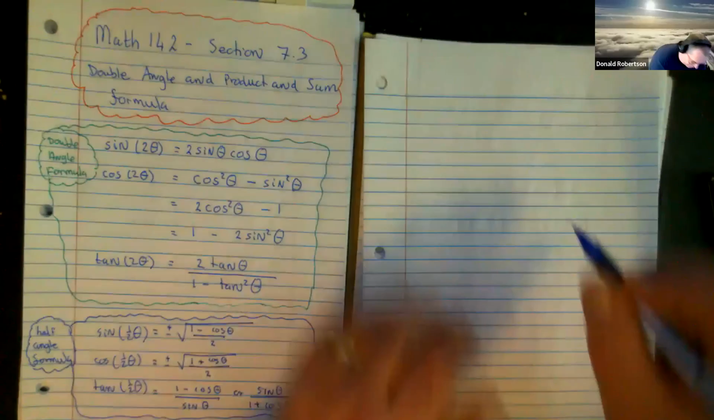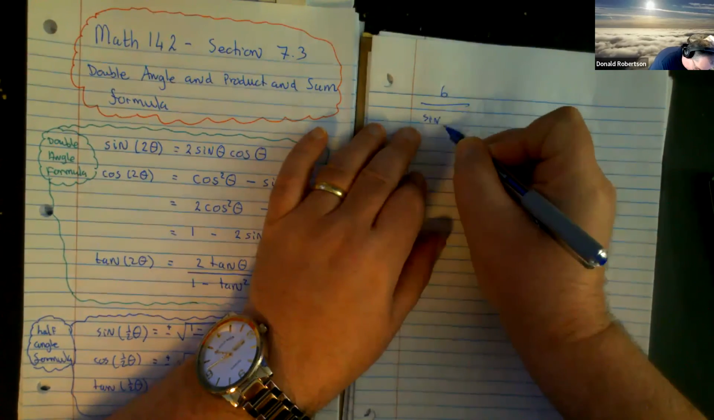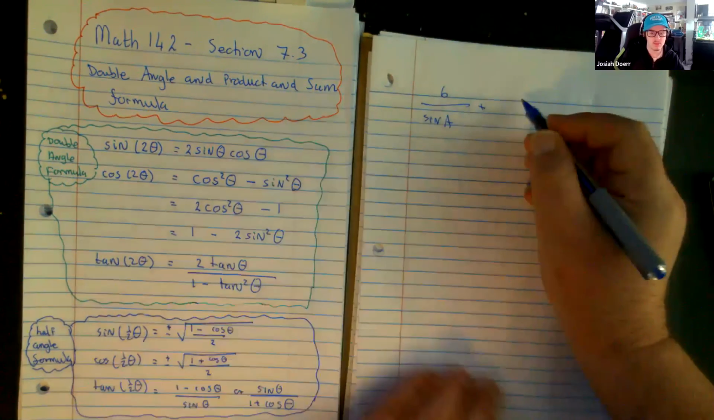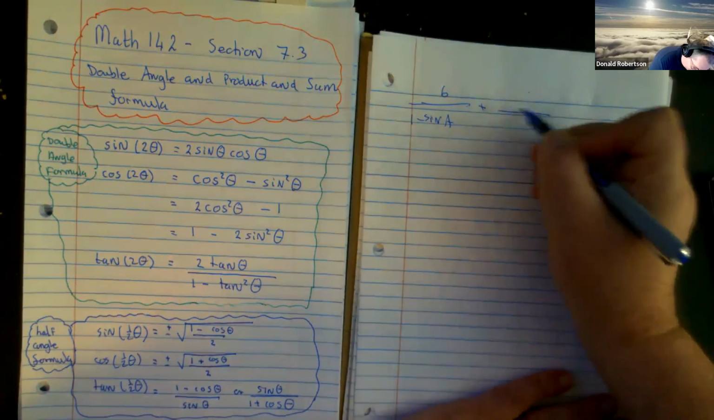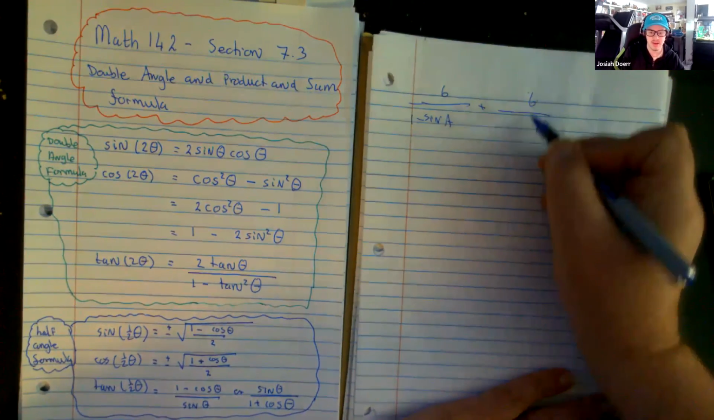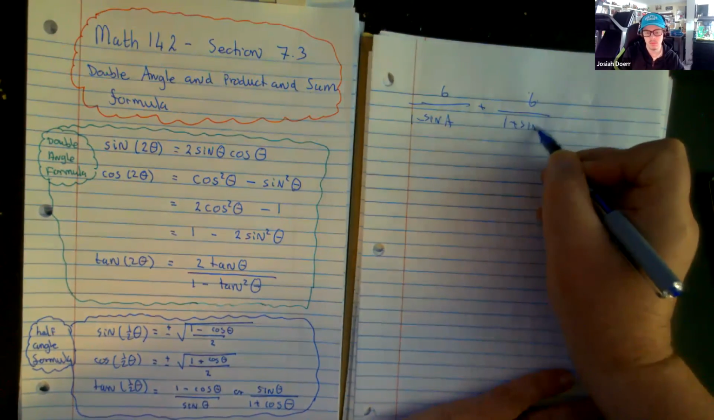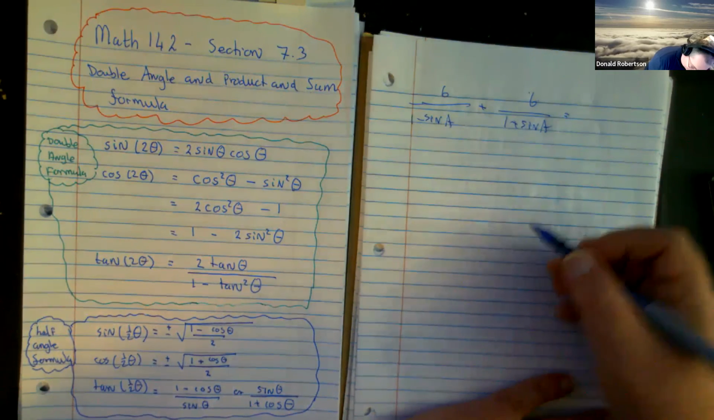Okay. So 6 over 1 minus sine A, and the other number, what's this guy? 6 over 1 plus sine A. And is it equal to something? Because typically it would be. Or does it just simplify it?